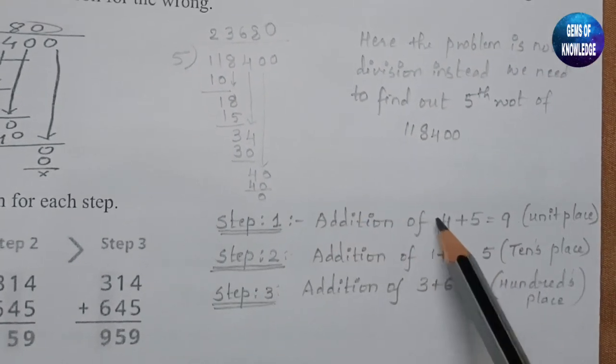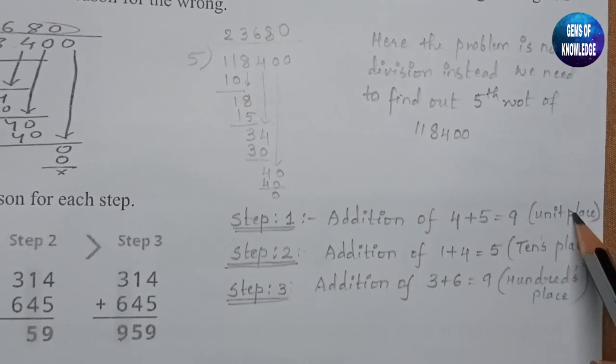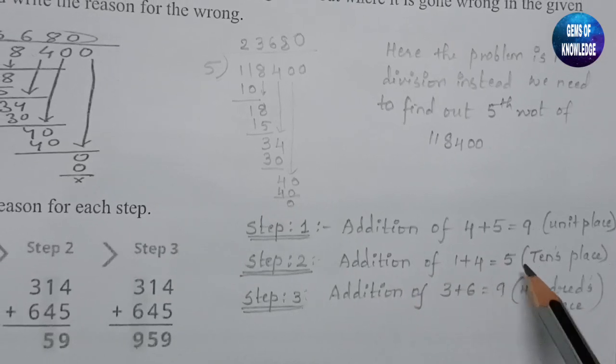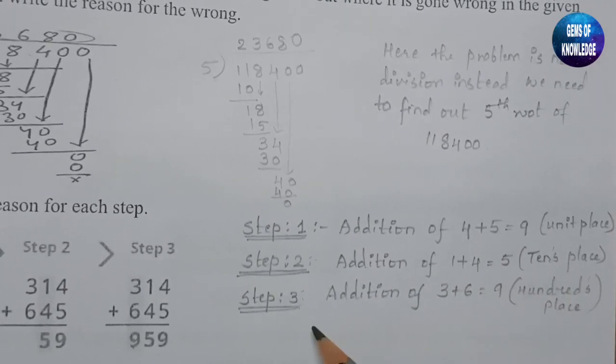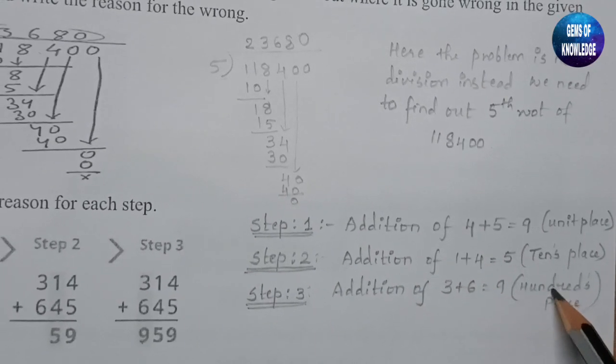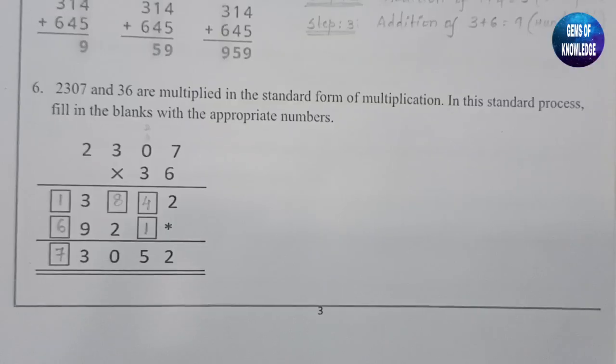Step 1 is addition of 4 plus 5 is equal to 9, that is the unit place. The second step is addition of the tens place, and the third step is addition of the hundreds place.